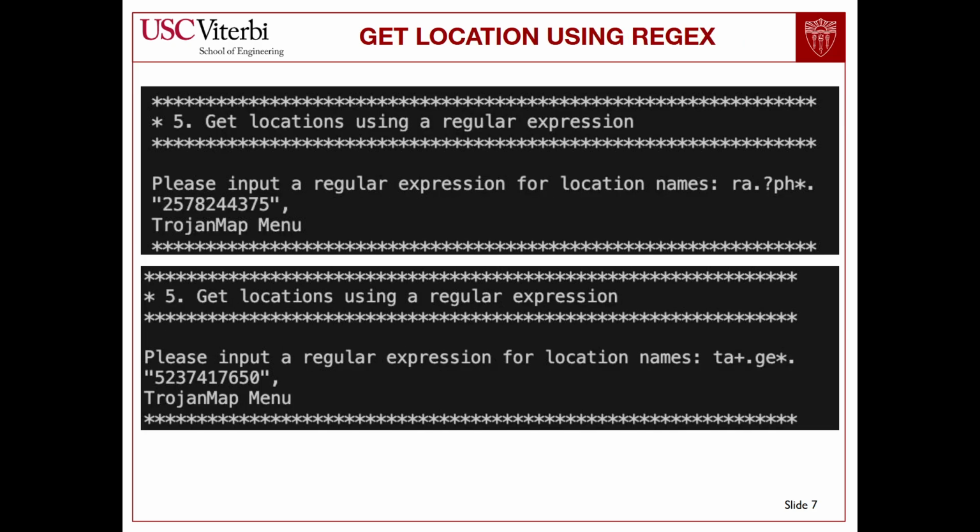Okay, and this function will return the ID of any location expressed in regex. We're going to take examples of Ralphs and Target. For the first example, Ralphs, it has returned the correct ID. And the second example is Target expressed in regex, and it has returned the correct ID.